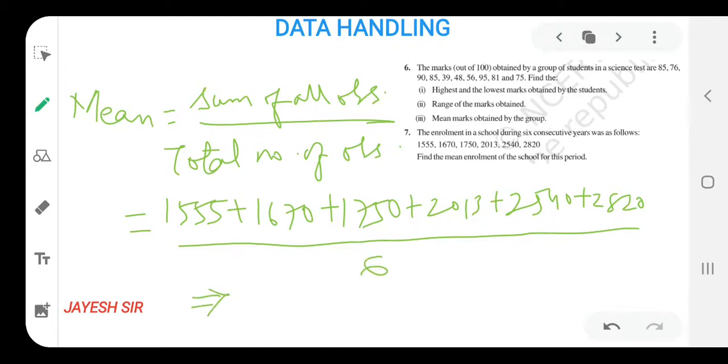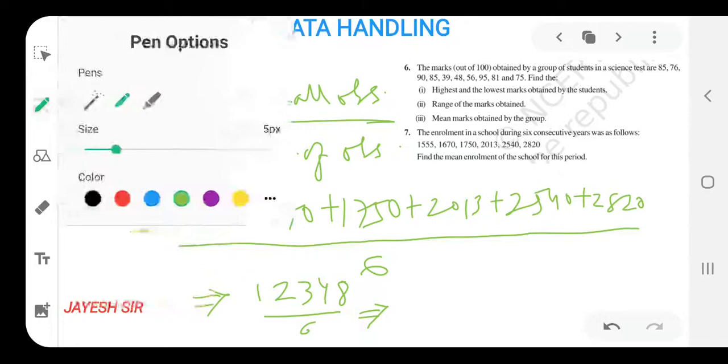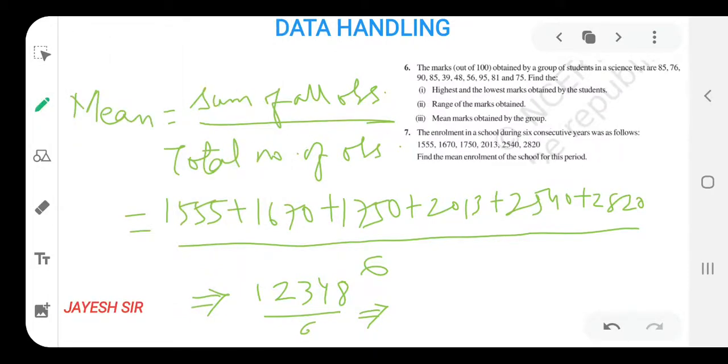Here you have to pause the video and try to find the sum of all the observations. Over here I'm writing that the sum of all the observations is 12348, that should be divided by 6. So this is the sum of all the observations I'm writing over here. Now divided by 6.